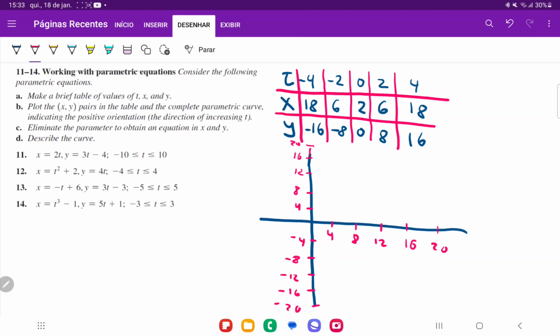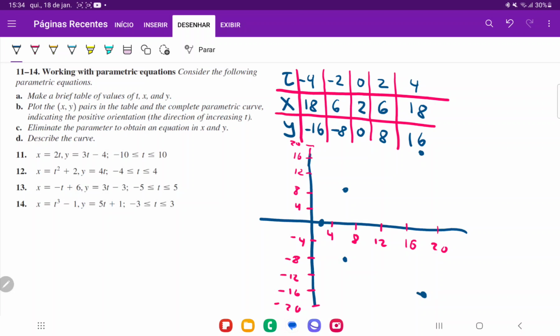So we begin at t is equal to -4, and at t is equal to -4, x is 18, so we're going to be somewhere here, and y is -16. So we're going to be roughly here. When t is -2, x is 6, and y is -8, so we're here. When t is 0, x is 2, and y is 0, so we're going to be here. When t is 2, x is 6, and y is 8, so we can see that it's symmetric. And when t is 4, x is going to be 18 once more, and y is going to be 16. So we're going to be somewhere up here.